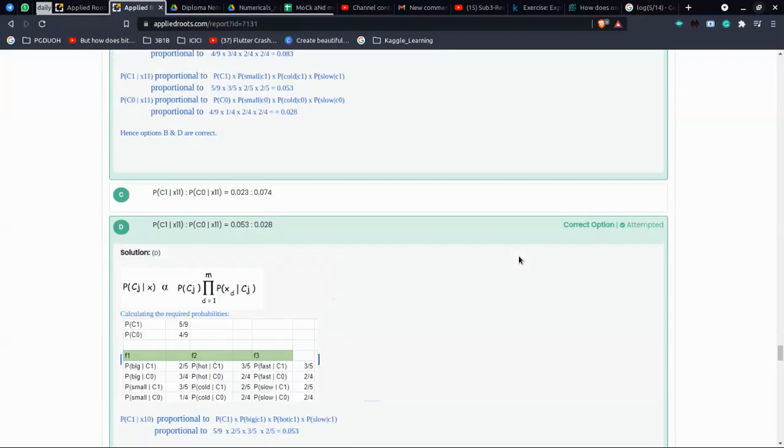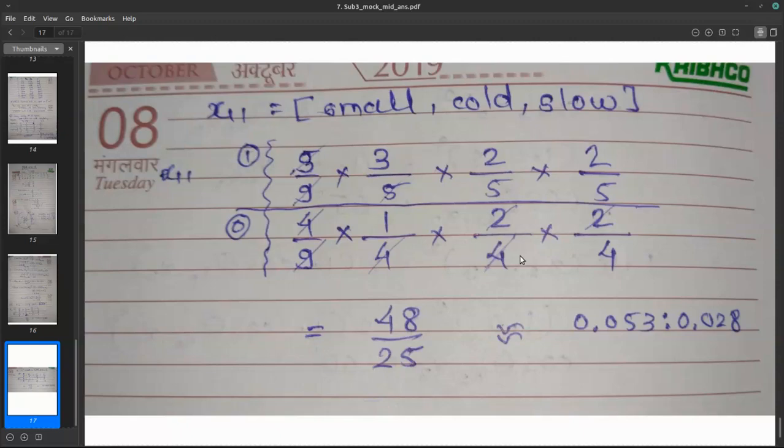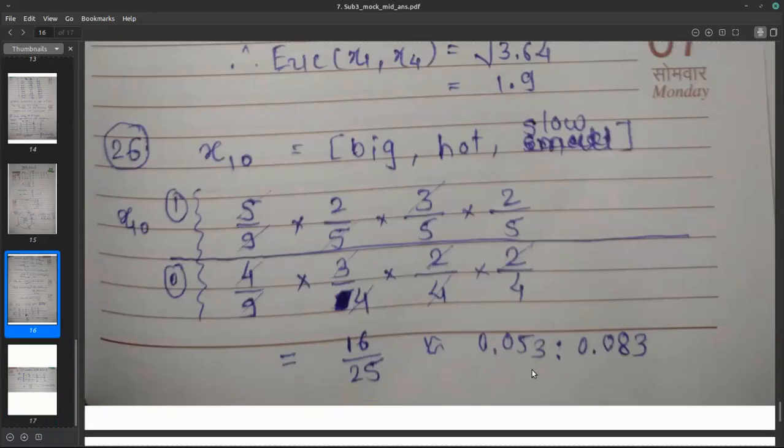Yes. I got it till the ratio part, but how is it less than 1, for the first one? How did it come up to 0.053? I didn't understand that part. 16 by 25 is less than 1. So it is less than one, right?